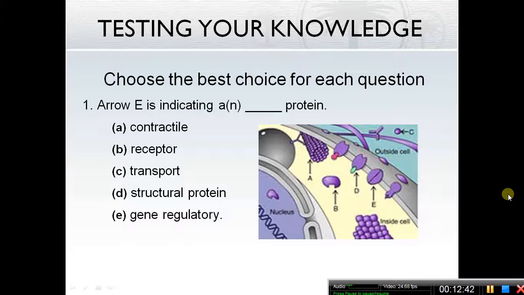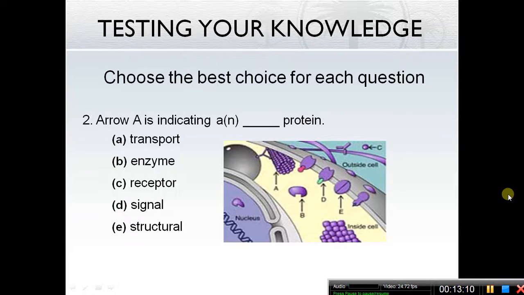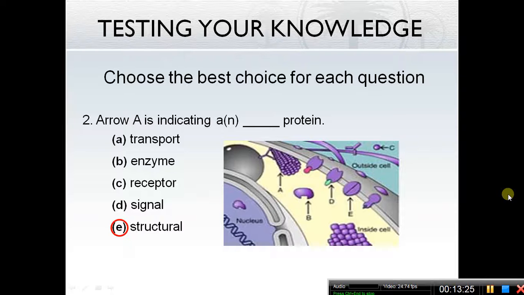Choose the best answer for each question. 1. Arrow E is indicating which protein? A. Contractile. B. Receptor. C. Transport. D. Structural protein. E. Gene regulatory. C is the best answer. 2. Arrow A is indicating which protein? A. Transport. B. Enzyme. C. Receptor. D. Signal. E. Structural. E is the best choice.